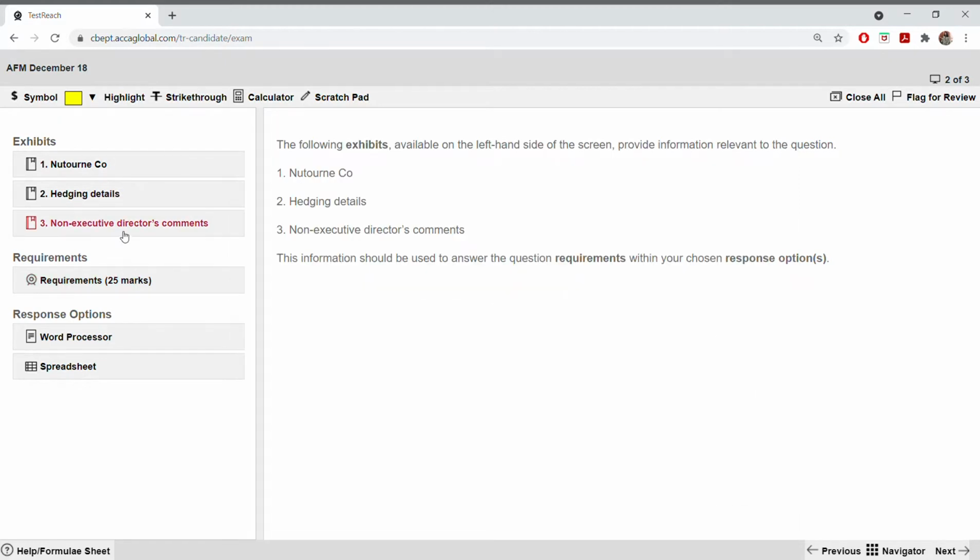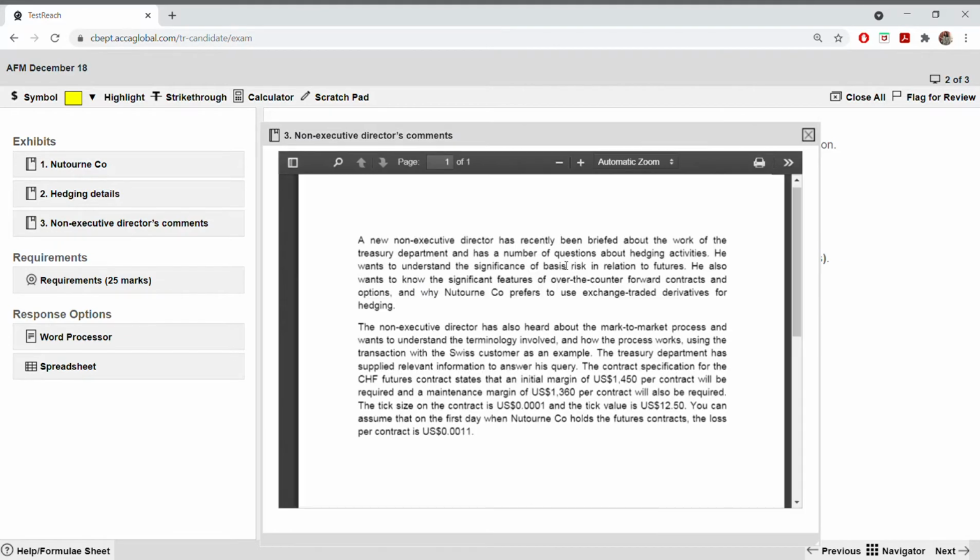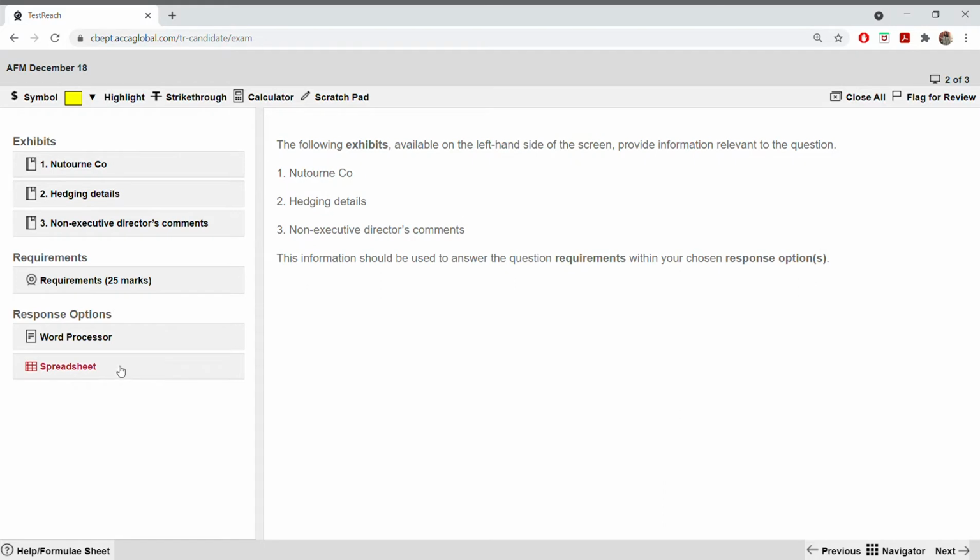And then we have the non-executive director's comment. But this we will be using for our last requirement. And how do I know that it's for my last requirement? Through experience, of course. When you do a lot of questions, you will see that pattern. When you go through the exhibits, you know that definitely this exhibit will be for some last requirement.